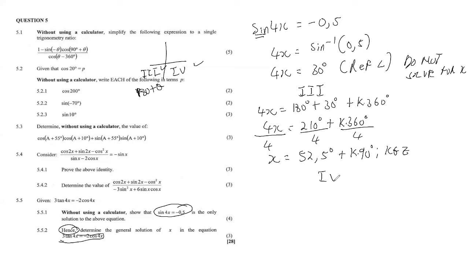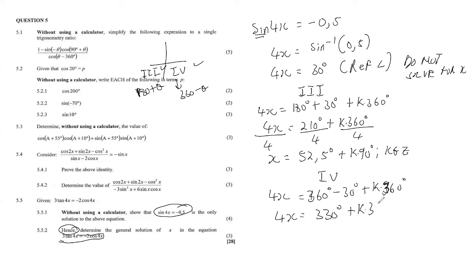Then let's look for the general solutions in the fourth quadrant. So again, we have 4x. The reduction formula here is 360 minus theta. So this would be 360 degrees minus our reference angle of 30 degrees plus k 360, meant to say. And then now we have 4x is equal to 360 minus 30. That's 330 degrees plus k 360 degrees.